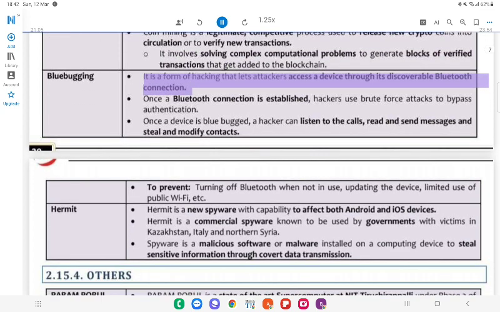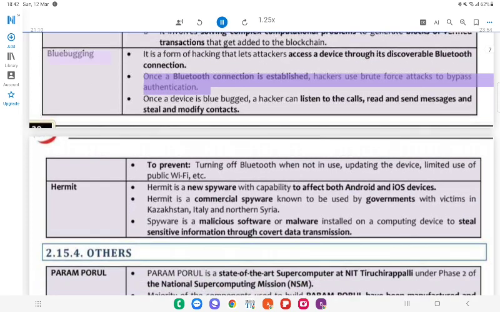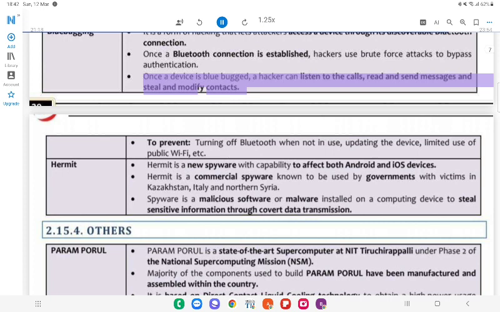Bluebugging is a form of hacking that lets attackers access a device through its discoverable Bluetooth connection. Once a Bluetooth connection is established, hackers use brute force attacks to bypass authentication. Once a device is bluebugged, a hacker can listen to the calls, read and send messages, and steal and modify contacts.